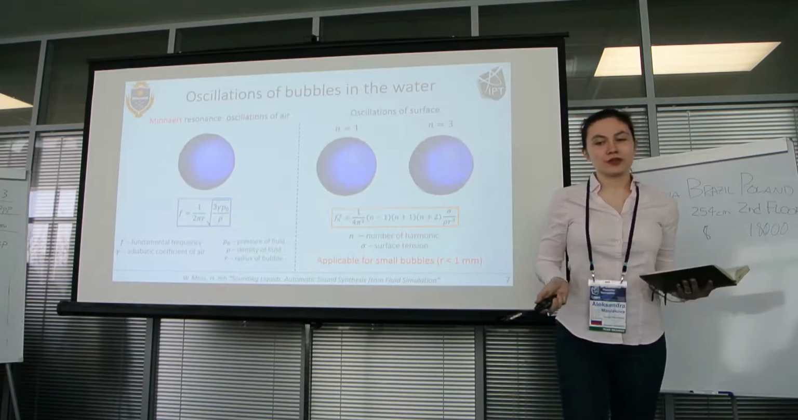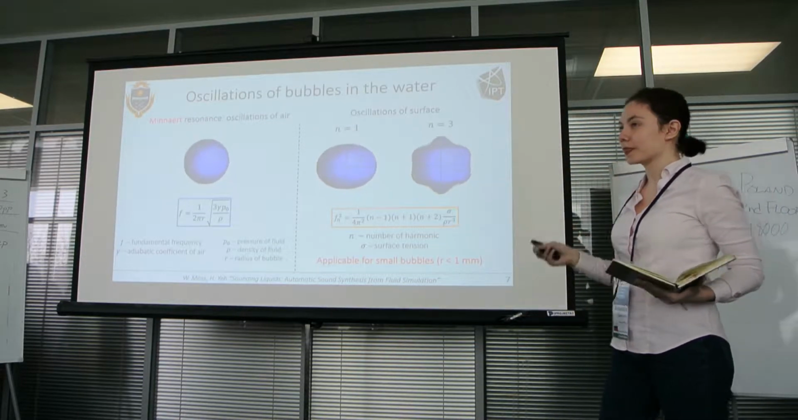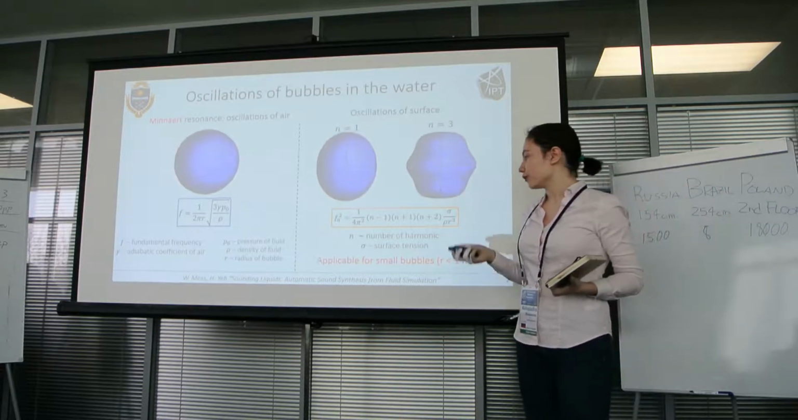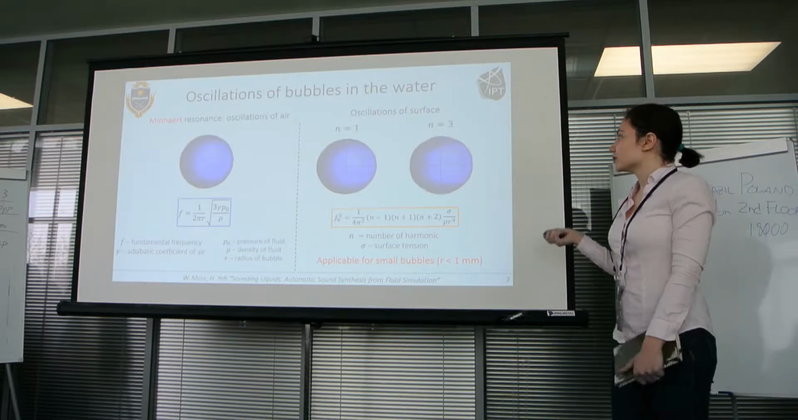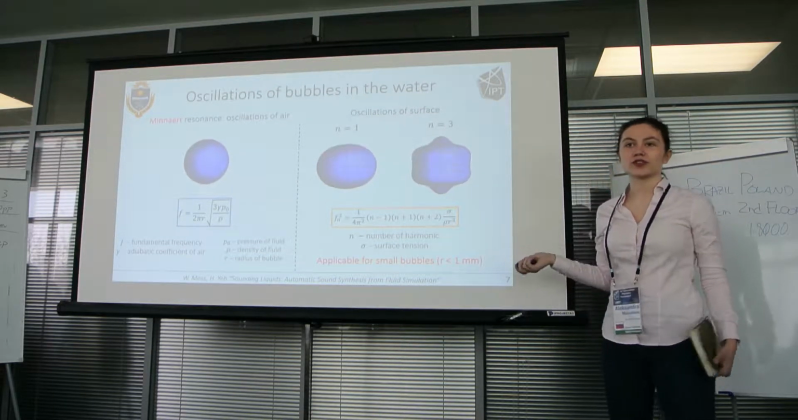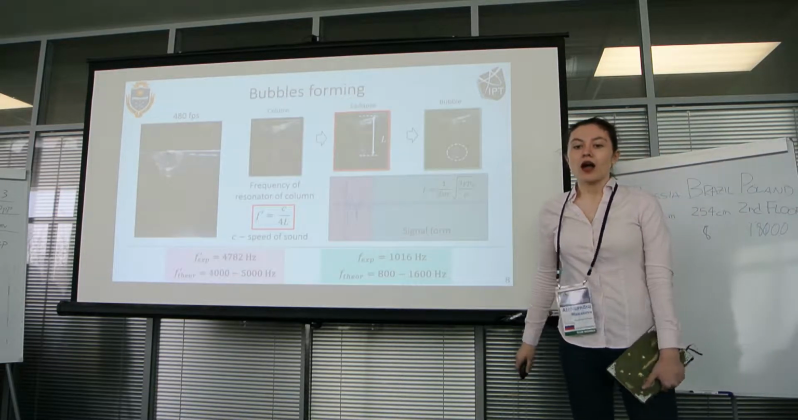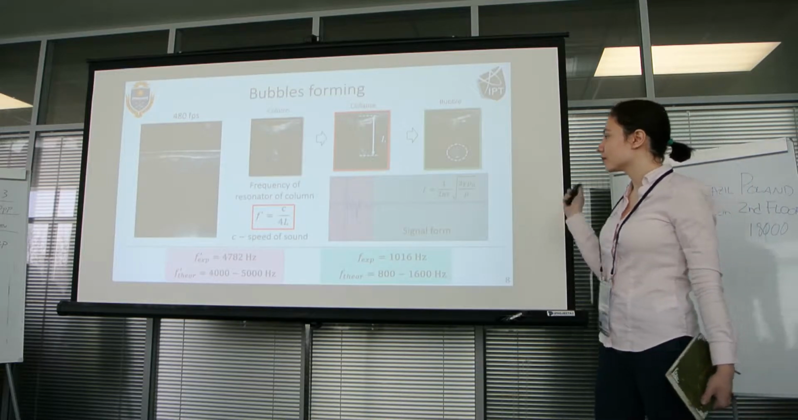There are some types of sound that bubbles can produce. First is the volume oscillations, which is called Minnaert resonance, and we can find the resonance with this formula. And some bubbles produce oscillations of the surface, but only small ones, because the big ones oscillate at very low frequencies. The other sound that bubbles can produce goes here.